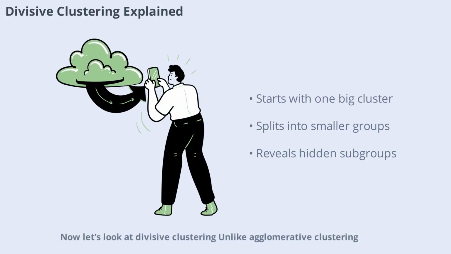Now let's look at divisive clustering. Unlike agglomerative clustering, divisive clustering starts with all data points in a single cluster. At each step, it splits the cluster into smaller groups based on their differences. This process continues until each data point stands alone. Divisive clustering is less commonly used, but it can be powerful when you want to break down a large, complex group into its individual components. It's particularly helpful when you suspect that your data contains one big cluster with hidden subgroups.